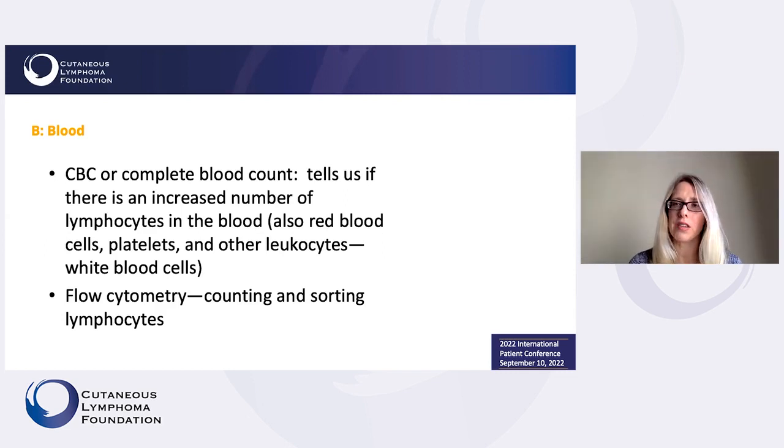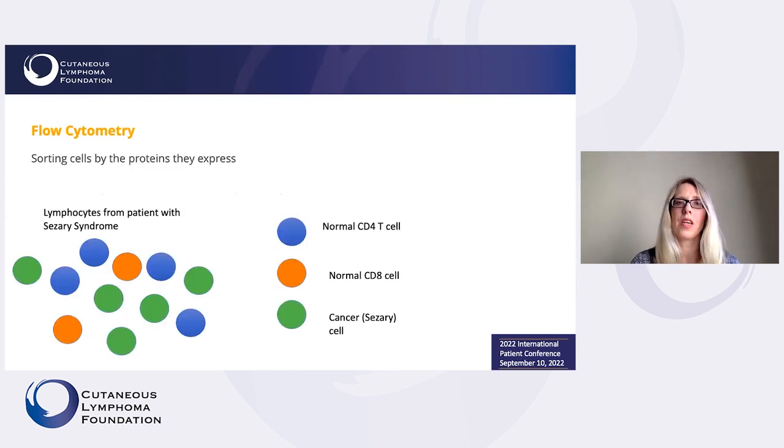Then there's another test called flow cytometry, which can be done on blood or even tissue, and that's counting and sorting the lymphocytes. So we use those proteins that they make to sort them into groups and decide if there are abnormal cells present. So if this grouping over here are lymphocytes from a patient with Sézary syndrome, they will have normal T cells, and there's two different types that we talk about mostly, CD4 cells and CD8 cells. And then we will have the Sézary cells, which are usually a form of CD4 cell too.